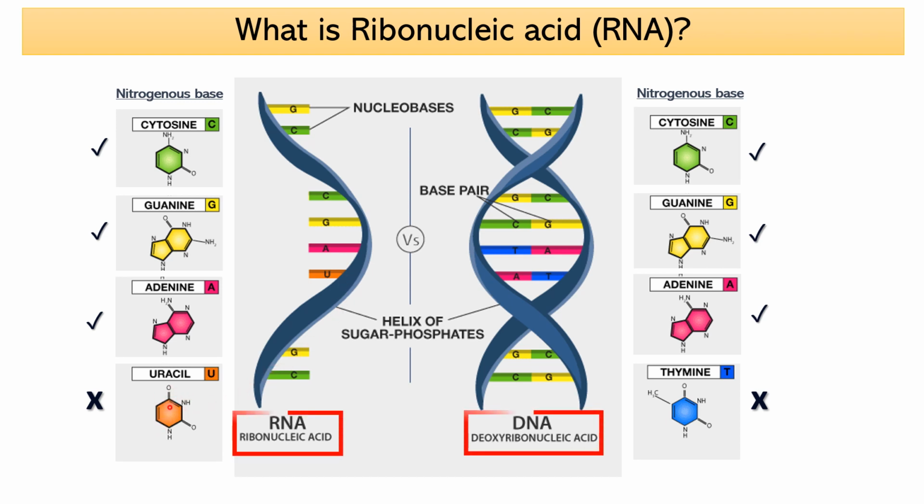And the third difference is the naming itself. We can see the RNA is ribonucleic acid, however the DNA is deoxyribonucleic acid. So why is this deoxy added in the name of the DNA? What does that mean? So let's have a look.